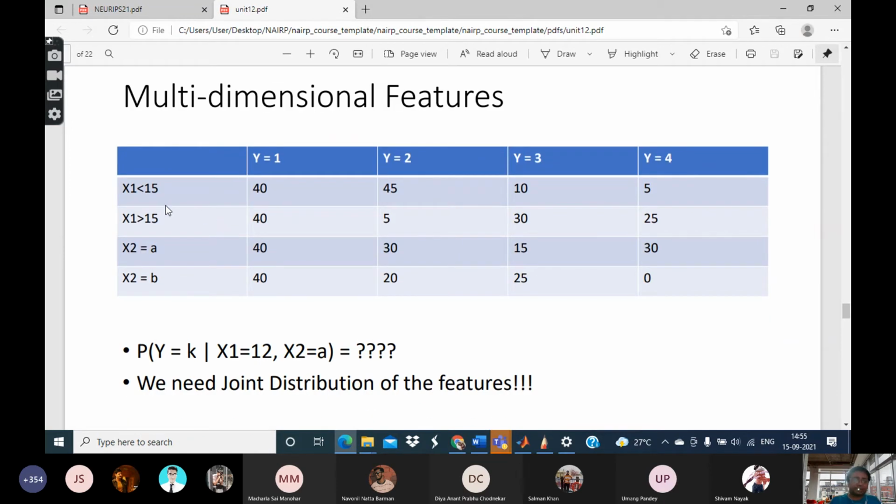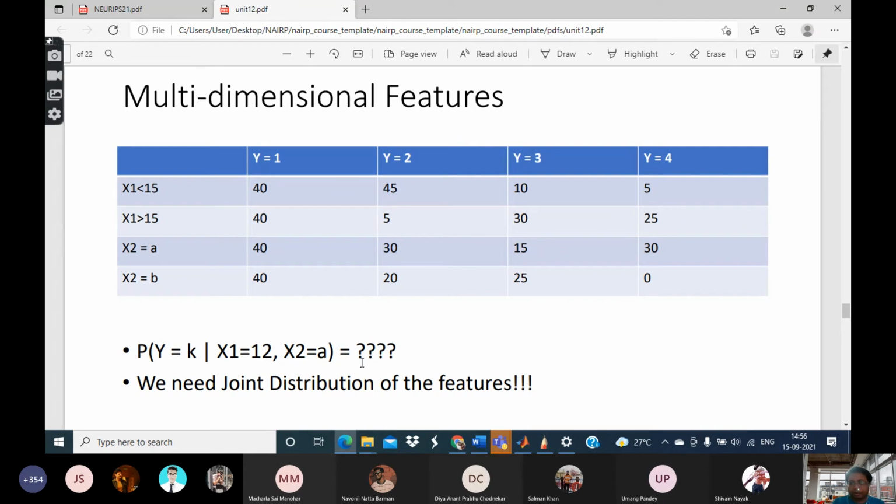Okay, so let us take a simple example where there are two features or two attributes, x1 and x2. So when you observe any particular data point, you will observe both x1 and x2. You know what's the value of x1, you know what's the value of x2. So the question you will be asking now is somewhat like this: given that x1 is this thing and x2 is that thing, tell me what is the probability distribution over the labels. Okay, so this is what you need to calculate, right?